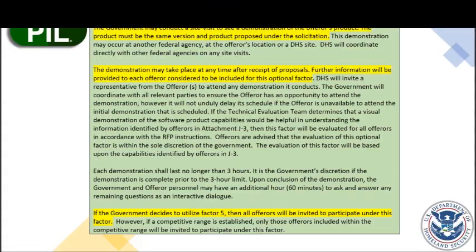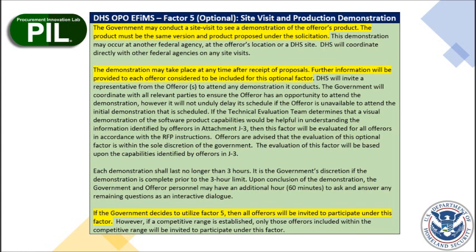So Scott, do we have any projects that you're aware of where anyone's used an optional evaluation factor? We do, David. The Enterprise Financial Management Systems Project. That's EFIMS for short. So as you can see on the screen here, EFIMS used an optional site visit as the optional 5th factor there. They weren't sure whether it was going to be needed or not, but they wanted to include that just in case. They were doing a really big project.